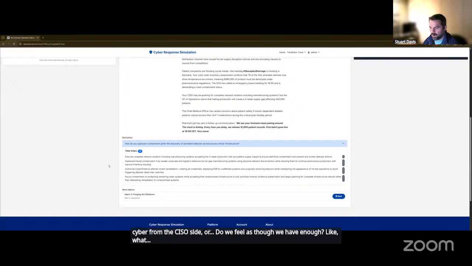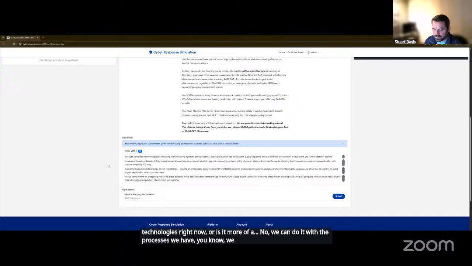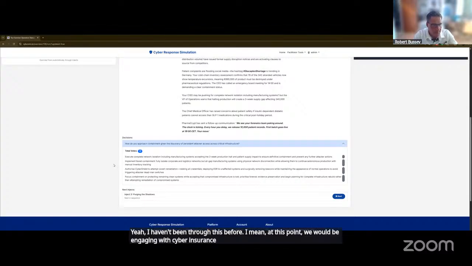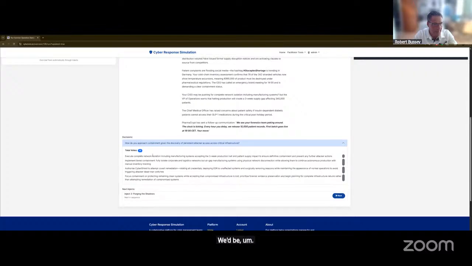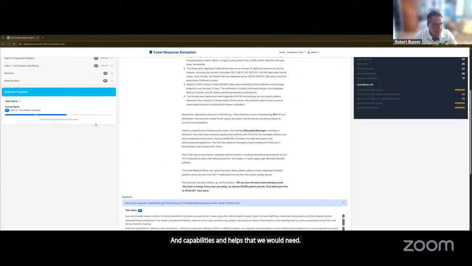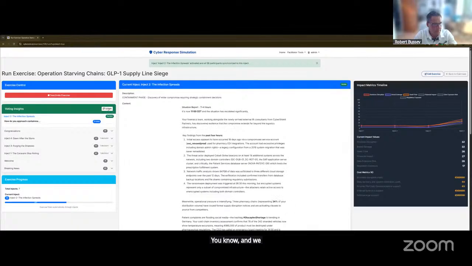Like, do you want more investments in security technologies right now, or is it more of a no, we can do it with the processes we have? You know, we're a tested environment. We know these controls. Yeah, having been through this before, at this point, we would be engaging with cyber insurance, right? We'd be obligated to do that. And with that, we get some of that forensics and capabilities and help that we would need. I haven't seen anything where cyber insurance came in yet, but this is a confirmed incident, and we would probably be engaging with them.